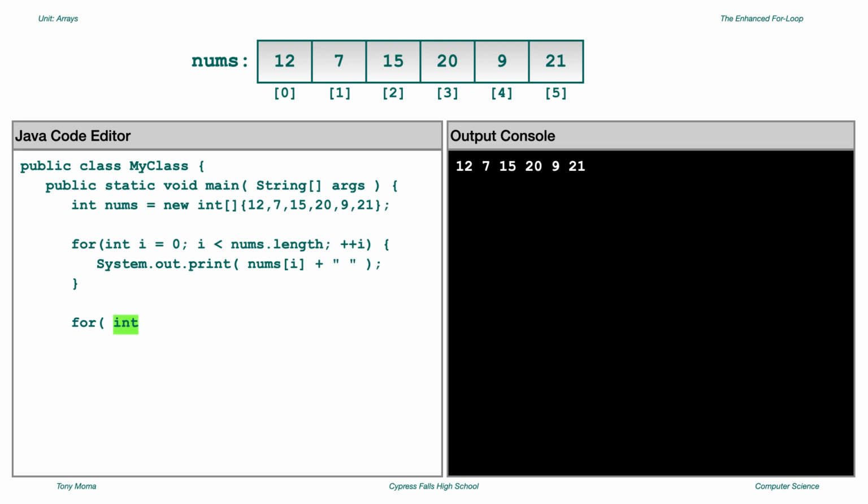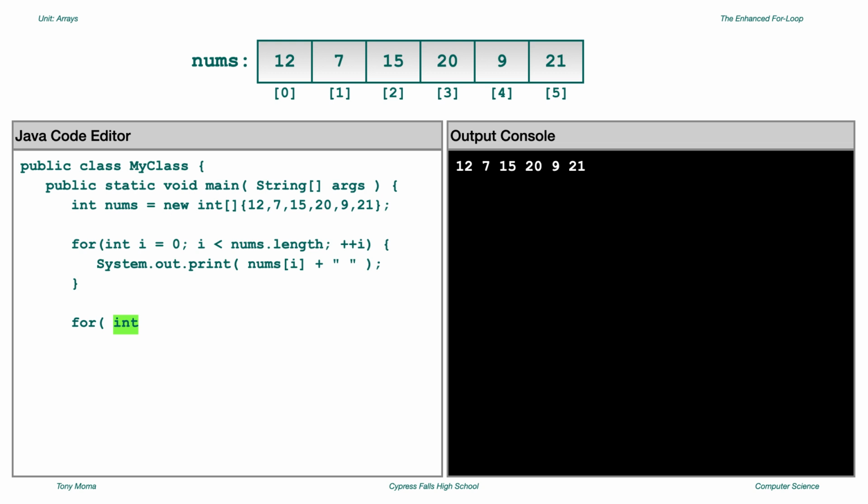Then we declare our loop variable as an int, but not for the same reason that we declared it as an int in the original for loop. In the original for loop, we declared our loop variable as an int because we were using it as an index. For the enhanced for loop, we declare it as an int because that's the type of value that our array is storing. The loop variable for an enhanced for loop has to match the data type that your array is storing. So if we're iterating through an array of strings, then our loop variable would be of type String.